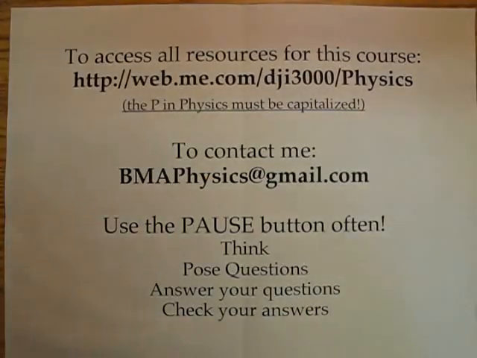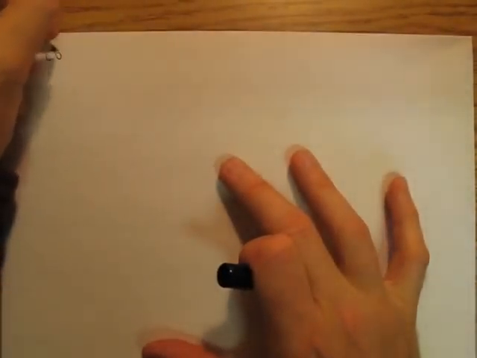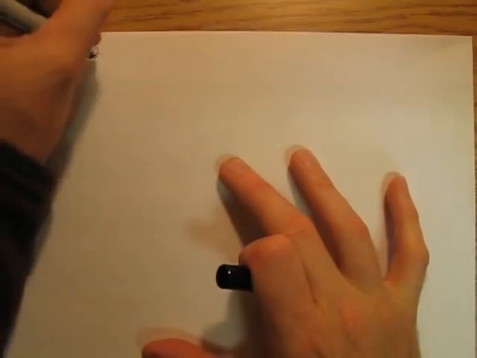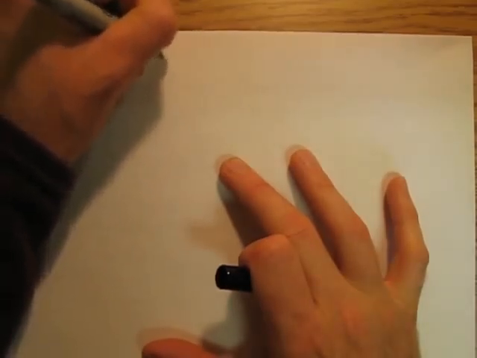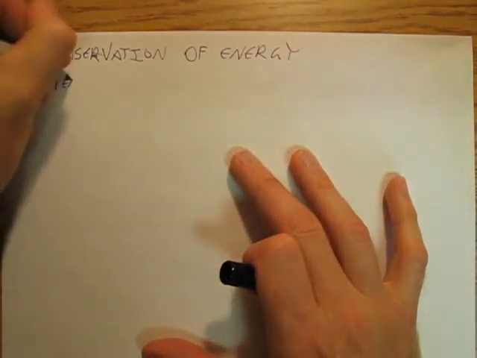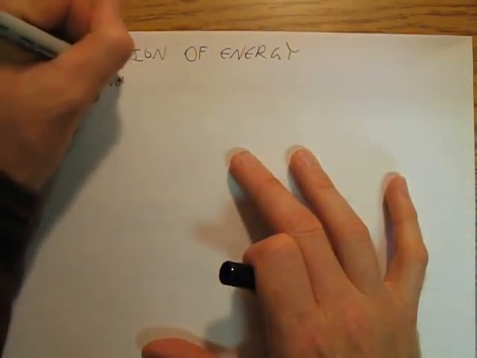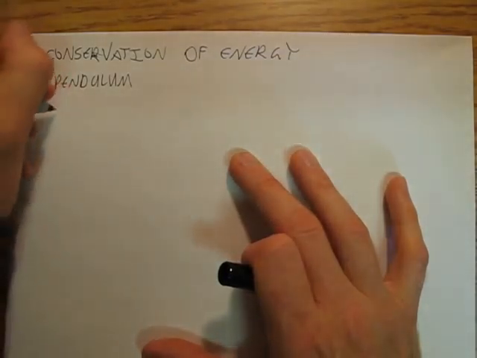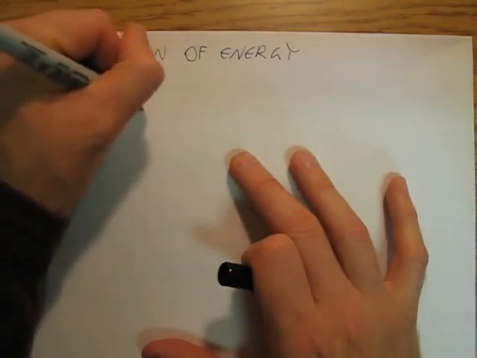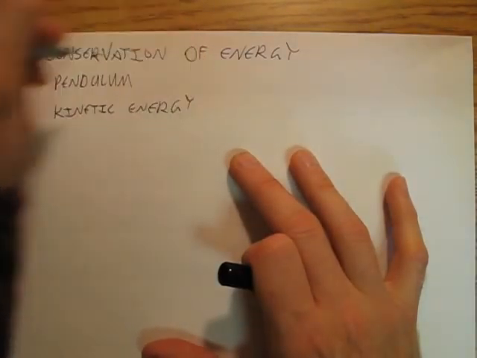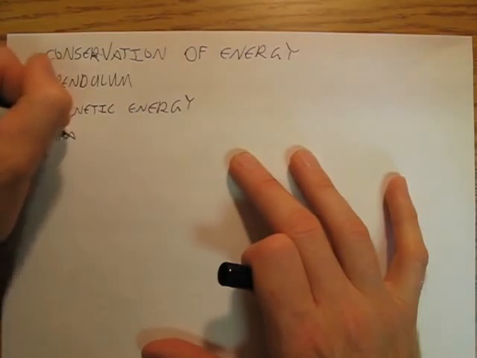Okay, so the topic today is going to be energy in a pendulum. So we've got conservation of energy. And basically for a pendulum, that's going to take two forms. There's going to be kinetic energy and gravitational potential energy.